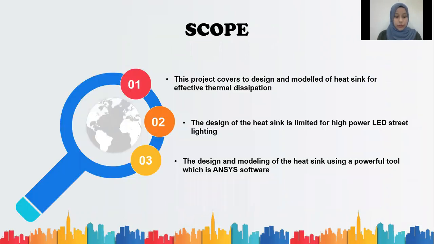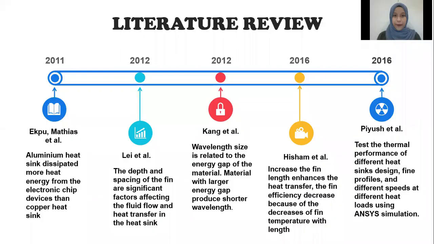For the scope, this project covers designing and modifying a model of heatsink for effective thermal dissipation. And the design of heatsink is limited to high power LED street lighting only. And the design and modeling of heatsink use a powerful tool which is ANSYS software.